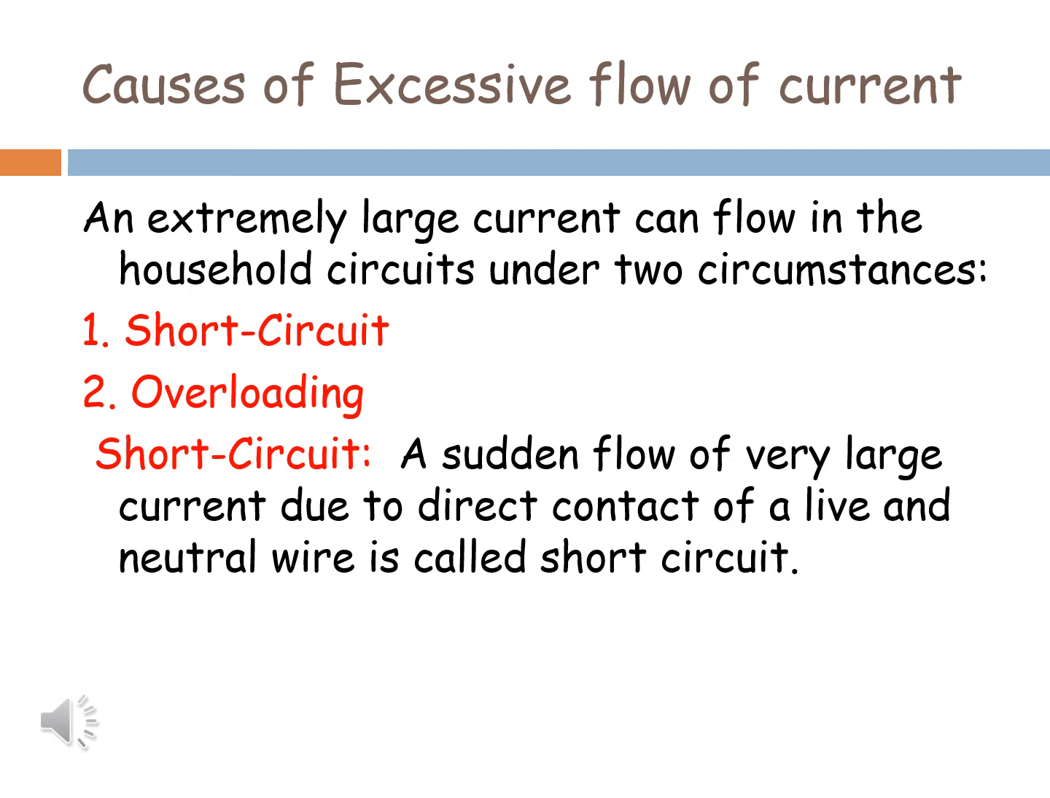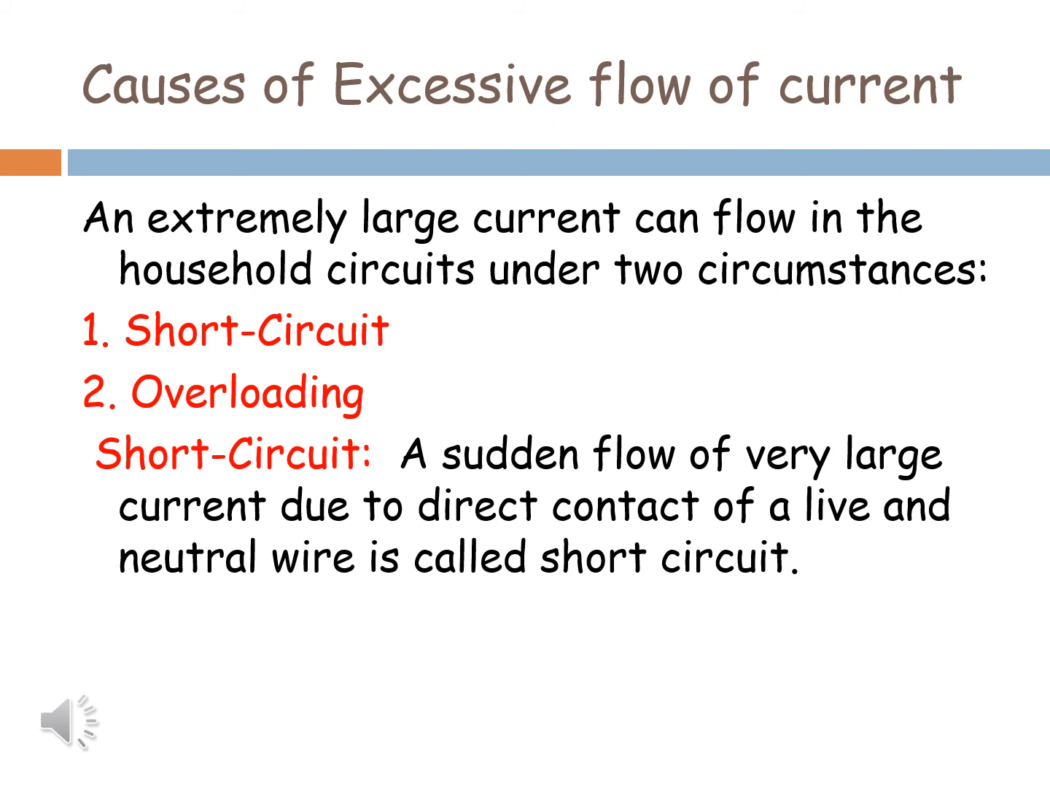Now next, we will discuss causes of excessive flow of current. We know that sometimes excessive current flows in household circuits. This flow of large current can be because of two reasons or circumstances. First is short circuit, second one is overloading. Now first we'll try to understand what is short circuit. Short circuit is a sudden flow of very large current due to direct contact of a live and a neutral wire.